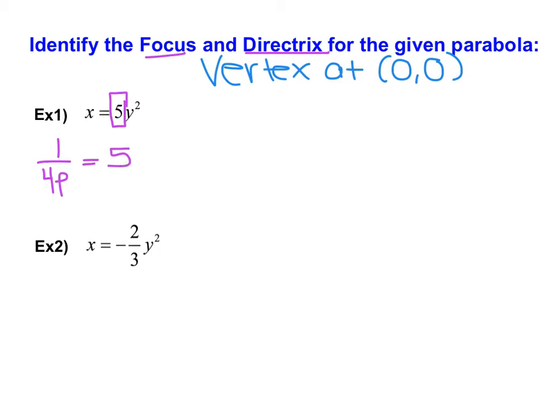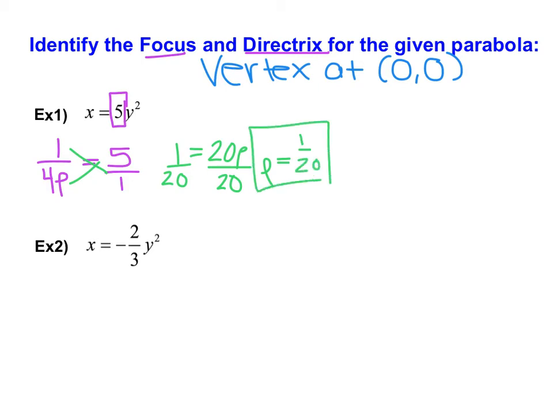And then in order to solve this, I like to turn this into a fraction of 5 over 1 and use cross multiplication that I learned in Algebra 1. So it'd be 1 times 1, which is 1, is equal to 4p times 5, which is 20p. So then I need to get p alone, so I divide both sides by the coefficient of p, which is 20. So I find that my p value is equal to 1 over 20.